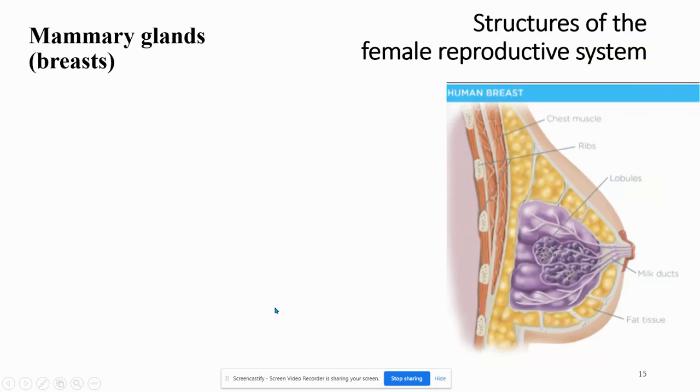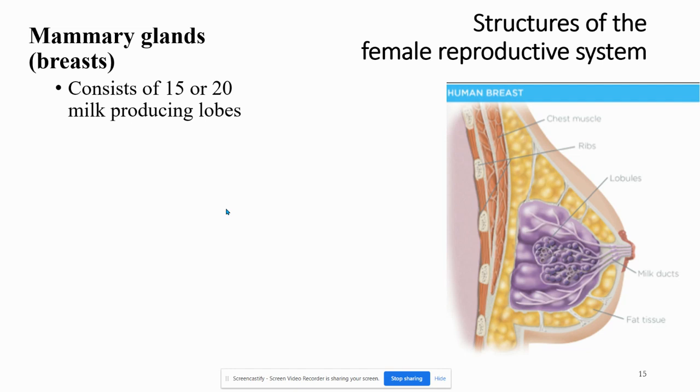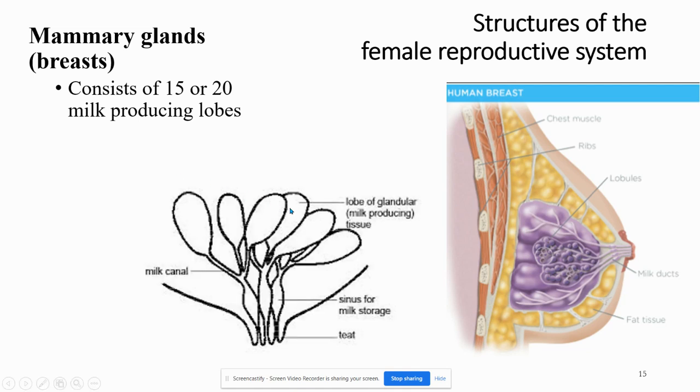All right, and then the last structure that is specific to the female reproductive system are the mammary glands. So breast tissue has reproductive function only in females. 15 to 20 milk producing lobes. So each of these is like a little lobe. Remember, sections of things in the body, a lot of times we just call lobes, like your liver has lobes and your lungs have lobes. The cerebrum, the wrinkly part of your brain, has lobes. So I think this explains it better. This is a lobe, that's a lobe, that's a lobe.